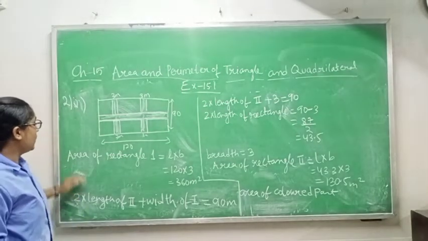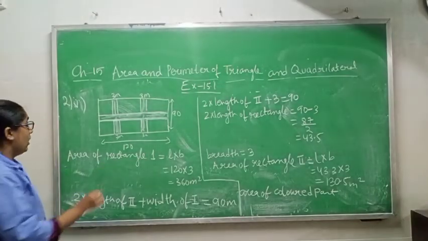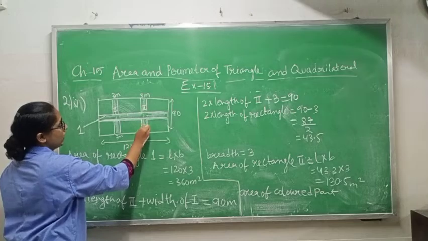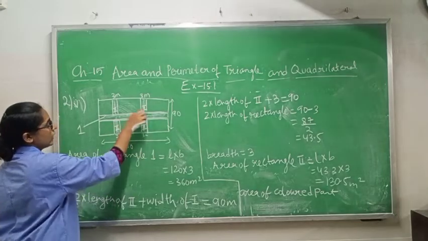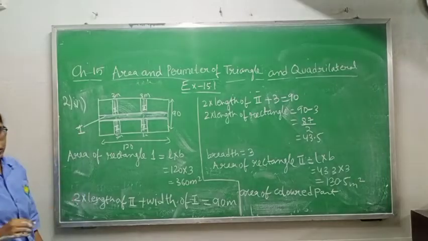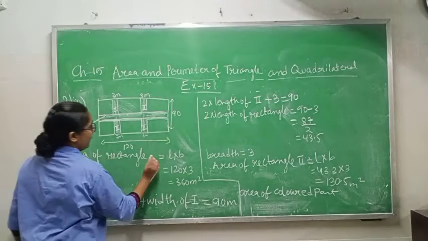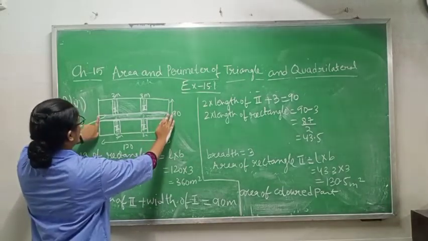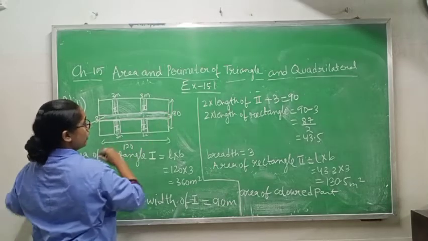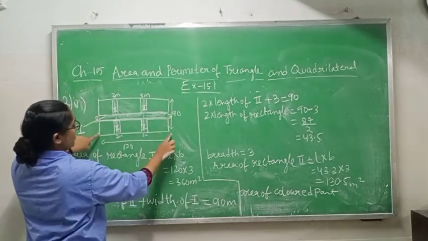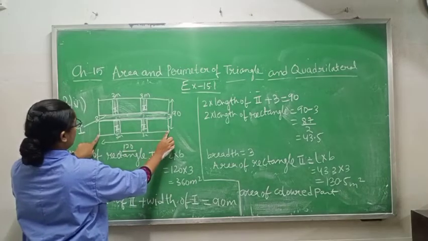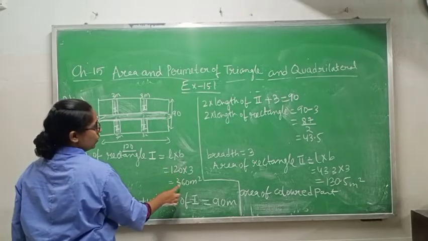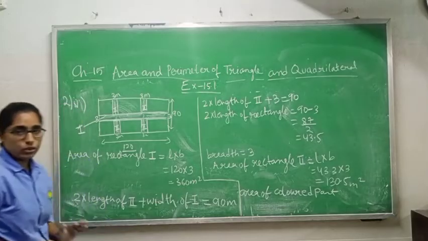Understood up to here? Now area of rectangle 1, I am giving names. This one is rectangle 1 and this one is rectangle 2. Because these 4 are small and equal, that is why rectangle 2, and this one is rectangle 1. Okay. Now area of rectangle 1 equals to length into breadth. This one is also 3, this one is also 3. So breadth is 3 and length is 120. Length is this. If this is 120, this one is also 120. And breadth is only 3. So length into breadth, 120 into 3, you will get 360 meters square.